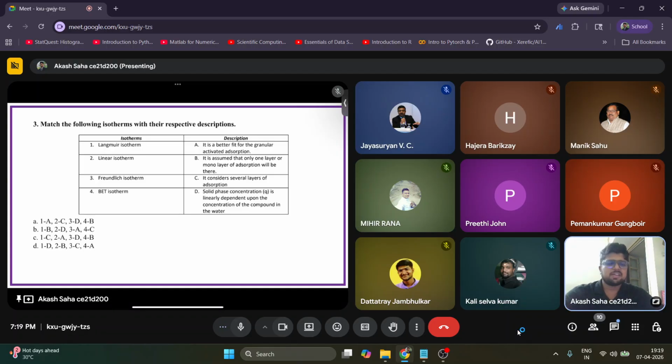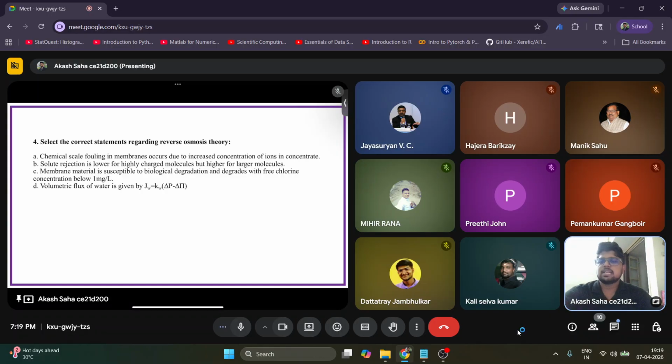Then Freundlich isotherm, we say that it is a better fit for granular activated adsorption. In the previous example also we saw we used the Freundlich isotherm because it's a better fit for activated adsorption. And then the BET isotherm, in that we assume that there are several layers of adsorption. In Langmuir only monolayer, whereas in BET we assume several layers. So B option is correct.